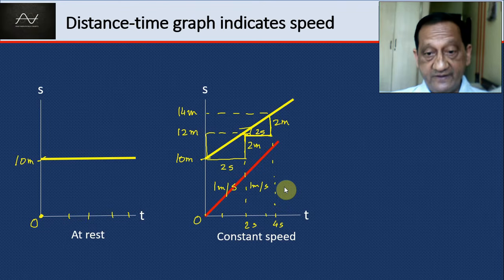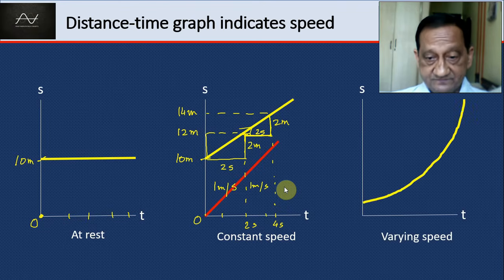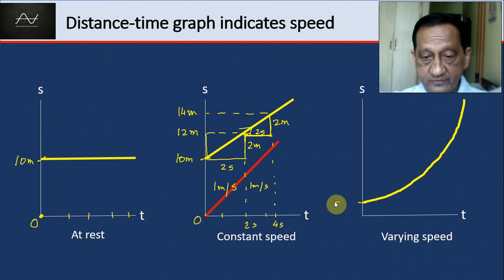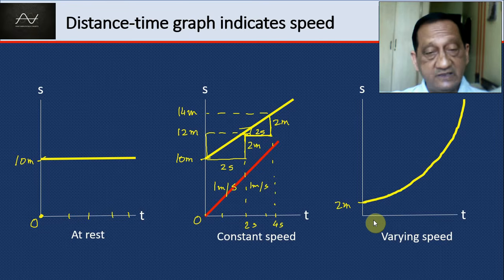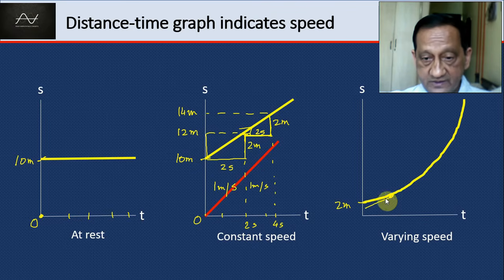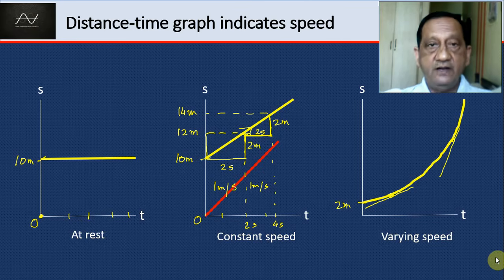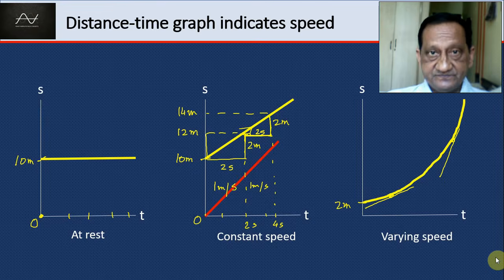Suppose the speed is varying, it may look like this. It started, let us say, from 2 meter position, and at successive time instants, I'm plotting its distance from the origin. It is not going along a straight line, it is going along a curve. And as we know, the slope for a curve varies from point to point. The slope initially is small because the inclination is small, and at some other point the slope is larger, and that means the speed is increasing. This is a varying speed example. So a graph tells you a lot of stories.